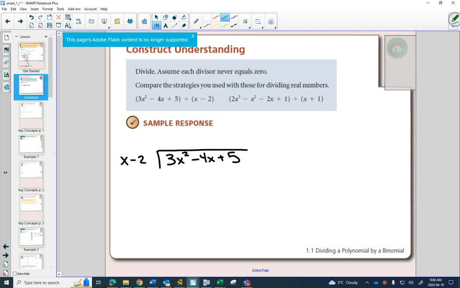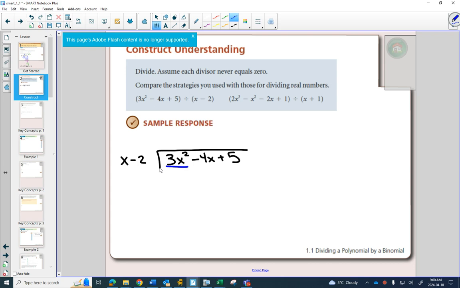And just like we did with numbers, we're going to look at the first thing, and I'm going to color code it just like I did with numbers. I'm going to look at this 3x squared. And I'm going to ask you, is there anything you could multiply x minus 2 by to get part of it to be a 3x squared? In particular, I'm not going to look at the 2, I'm going to look at the x. What would I have to multiply the x by to get a 3x squared? I'd have to multiply by 3x.